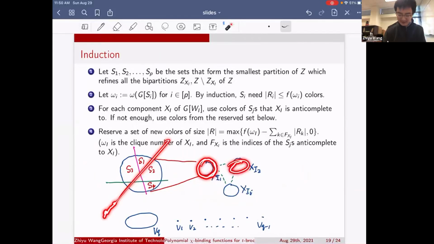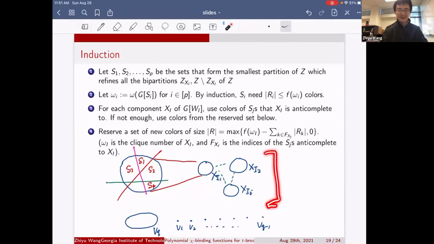So each component here is cut into two parts, and because of the nice structure, these parts are complete to each other, so we can apply induction. We also have the observation that each of these components is either complete to some part or not complete to some part, and then the edges here are independent. This component here is anti-complete. So basically we break this first neighborhood into complete and anti-complete parts.